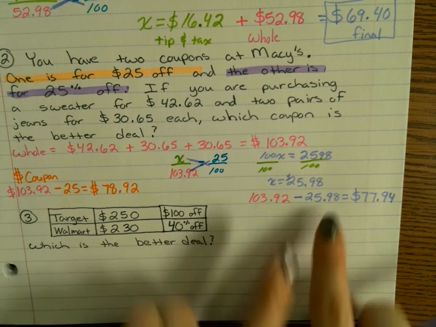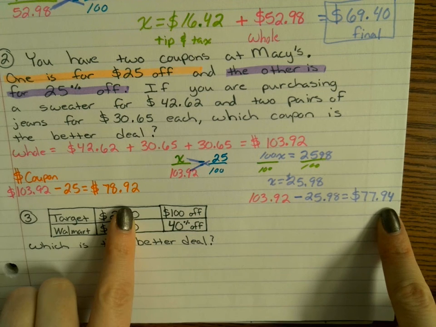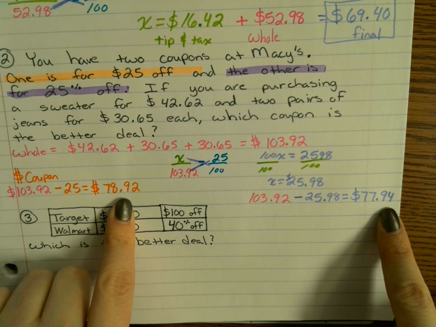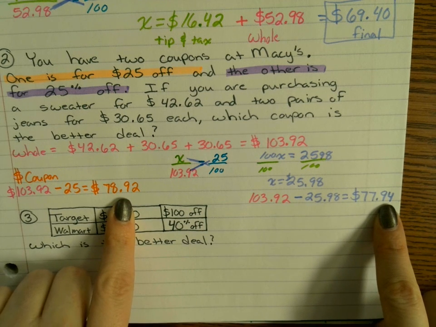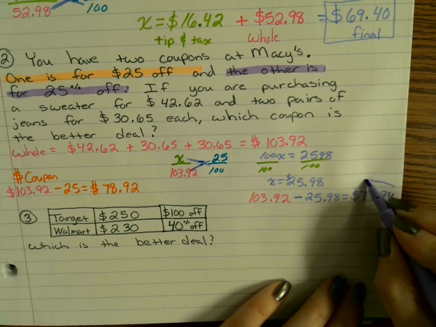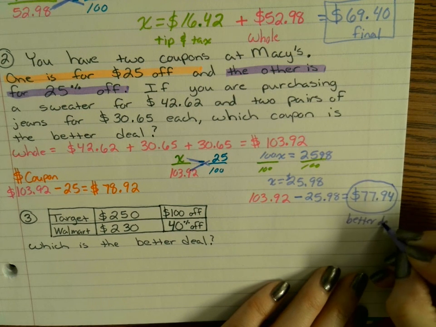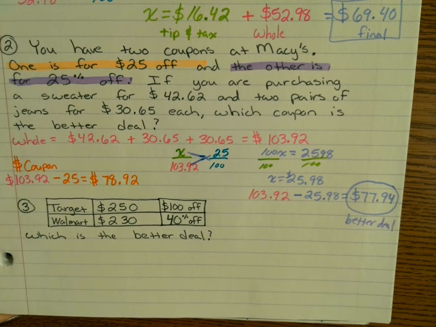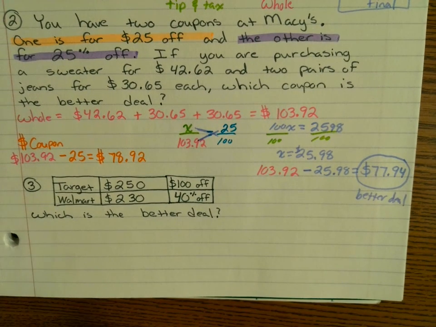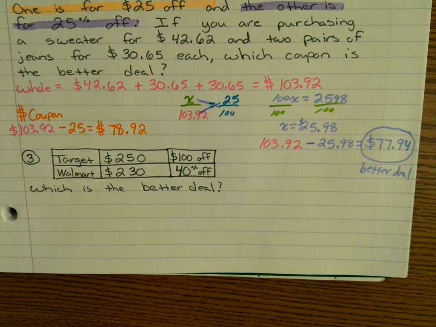That's my percentage coupon. So that one came out cheaper, didn't it? $77.94 is cheaper than $78.92. Not by much. It's only 98 cents cheaper, but still cheaper in the long run. So this is the one that's the better deal. You will have a question just like that on your test next week, where you have to identify between a dollar amount off versus a percentage off, which one is going to give you the better deal. Sometimes the dollar amount might be better. Sometimes the percentage might be better.